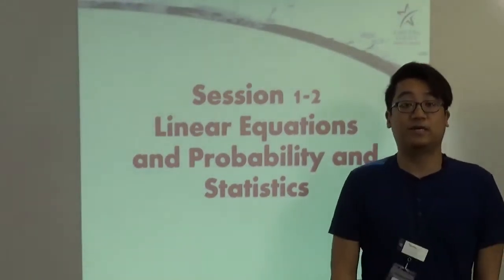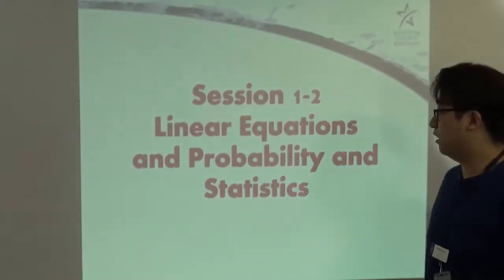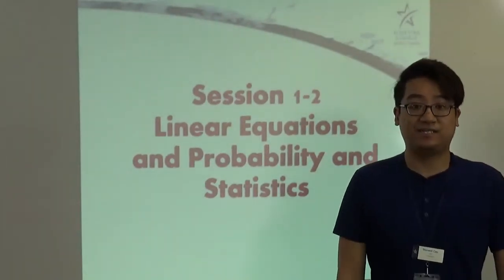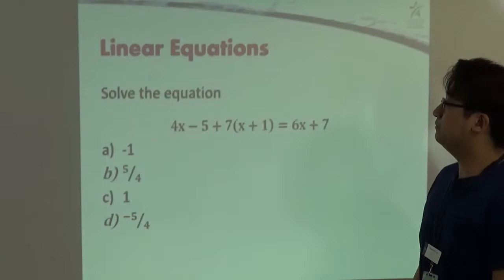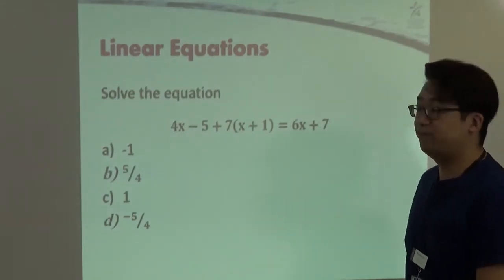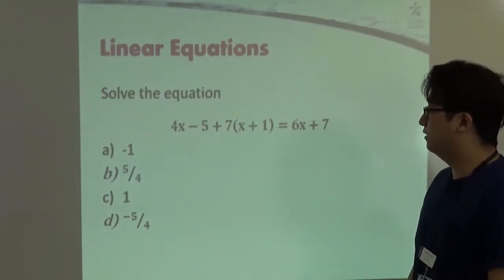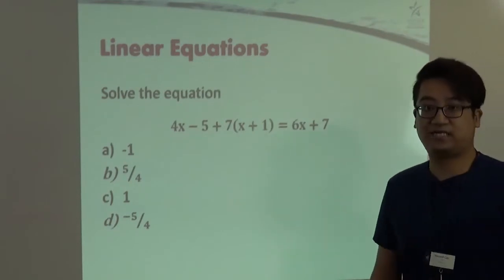Today we'll be doing session 2, which is linear equations and probability and statistics. So let's get started. Right, so solve the equation. We have 4x minus 5 plus 7 times (x plus 1) equals 6x plus 7.